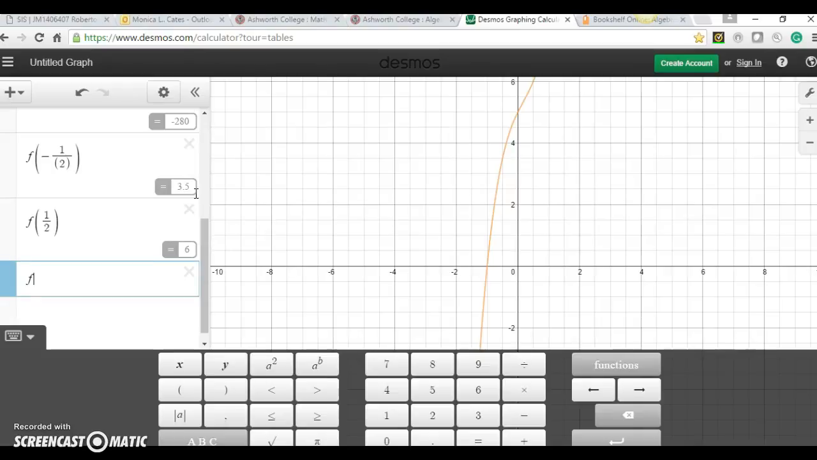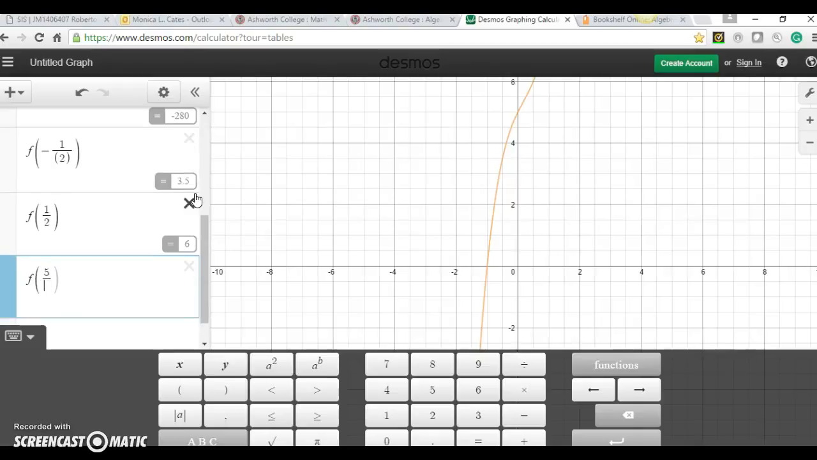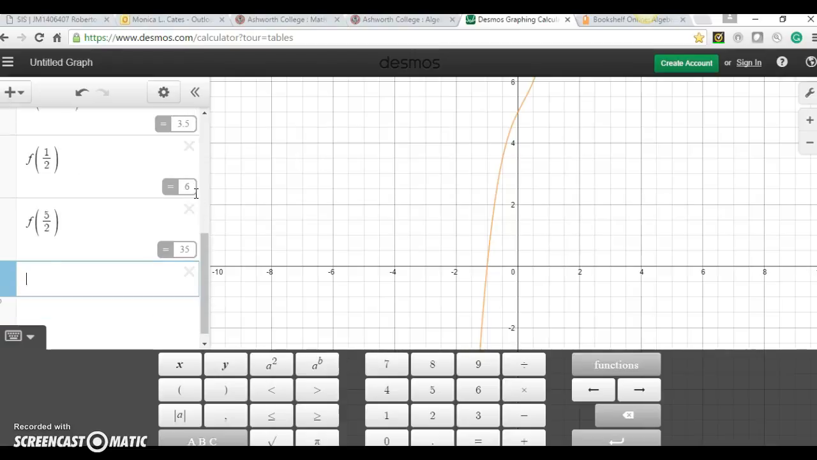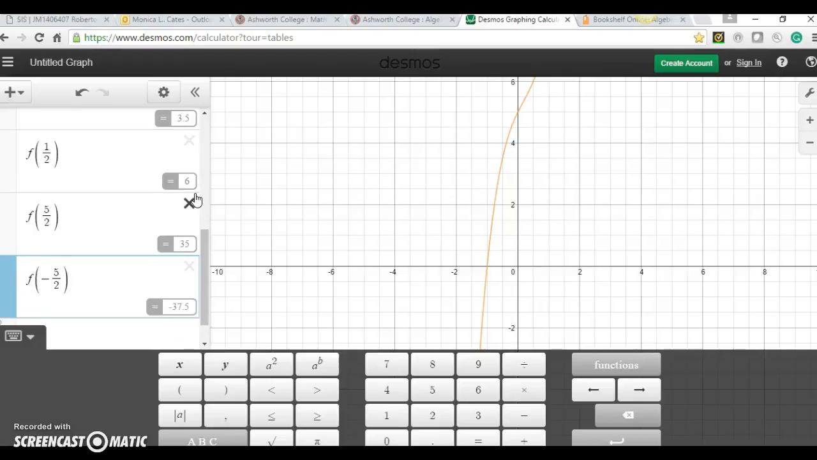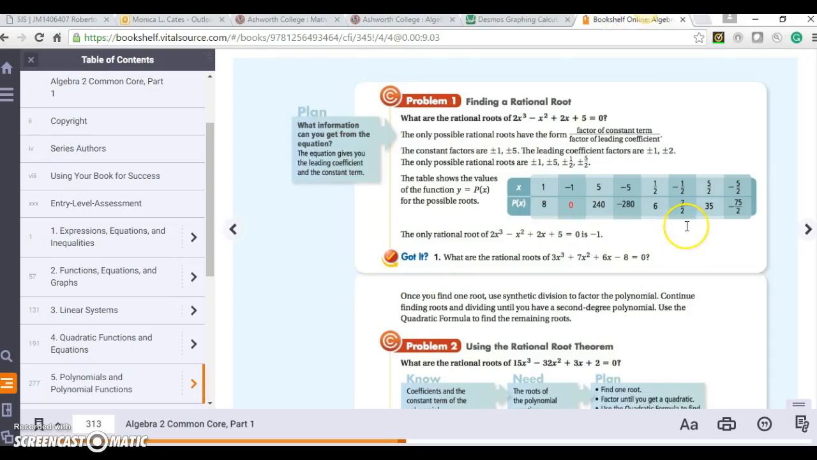Let's plug in 5 over 2. Oops. Gives me 35, that's not 0. And then I'm going to plug in negative 5 over 2, and it gives me negative 37.5. And these are the same values that the book got. They left theirs in fraction form. But the only one that was 0 was at negative 1. So that means the only rational root is negative 1. X equals negative 1. So let's do the got it problem now.